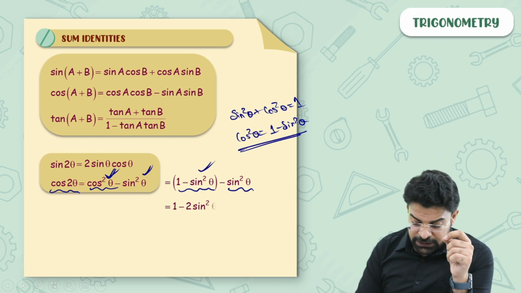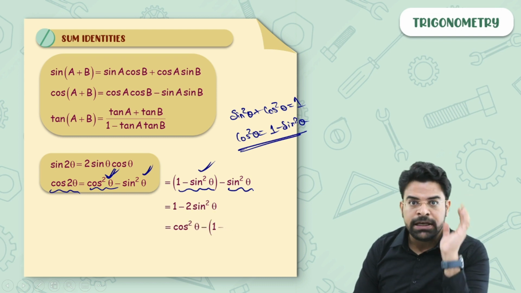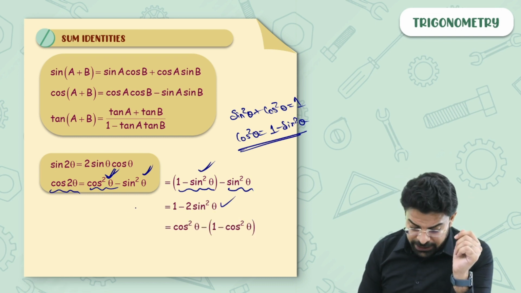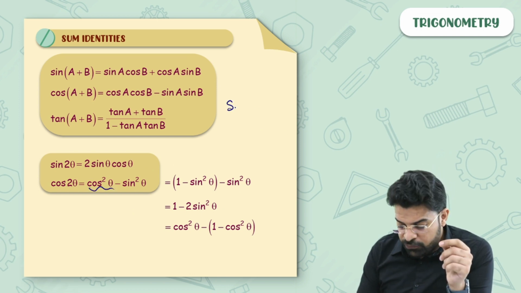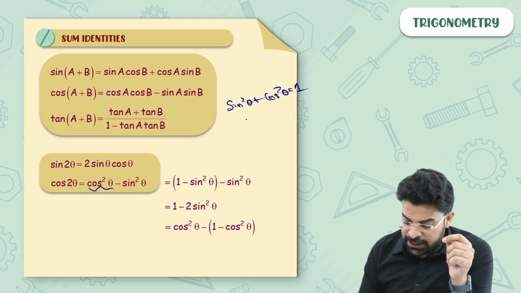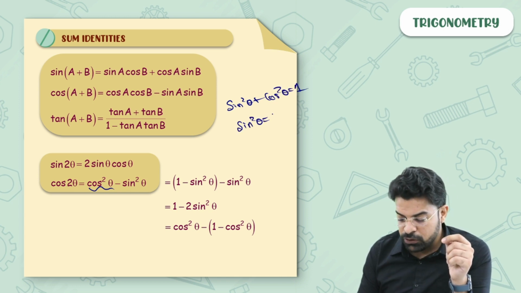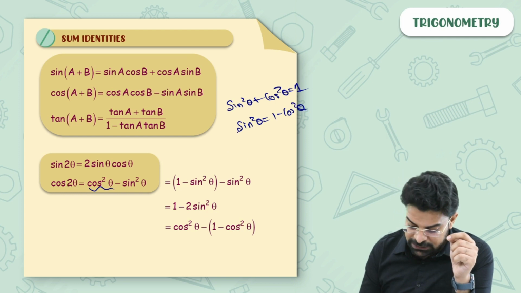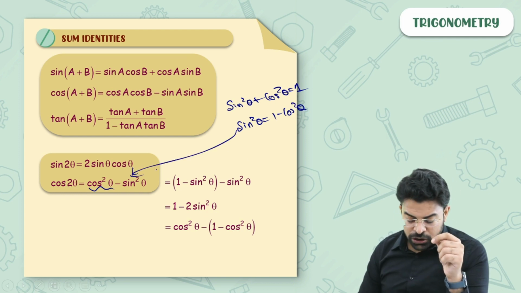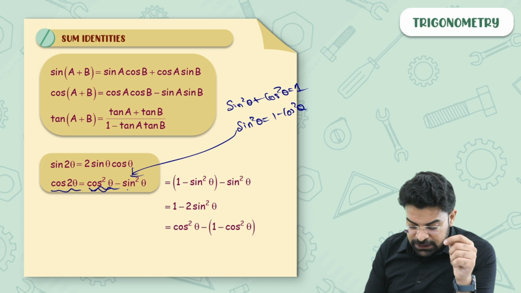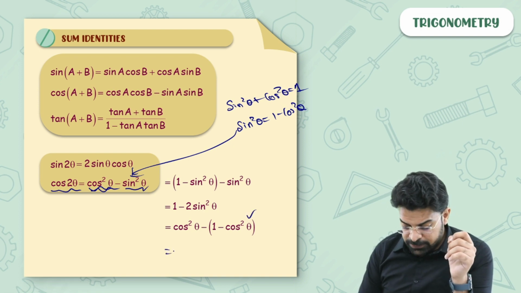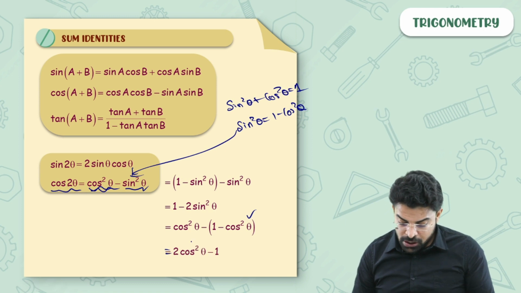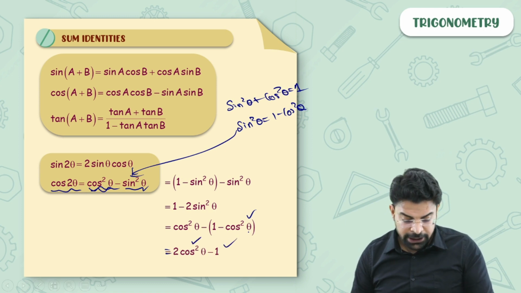So cos 2 theta is nothing but 1 minus 2 sin square theta. Similarly, rather than substituting cos square theta, I can substitute sin square theta. From sin square theta plus cos square theta equals 1, I can even say that sin square theta equals 1 minus cos square theta, and we can substitute that value here. So what we get is cos 2 theta is cos square theta minus (1 minus cos square theta). So this becomes equal to 2 cos square theta minus 1.